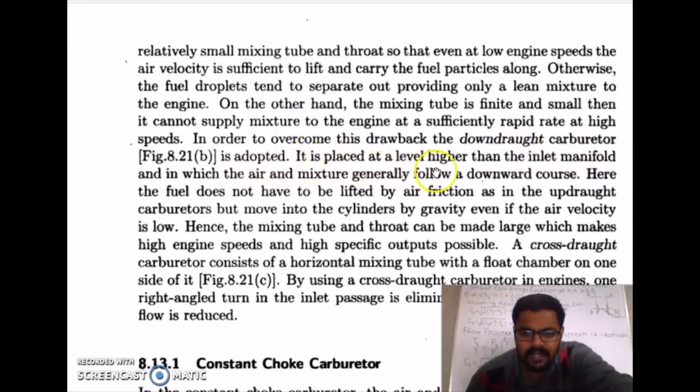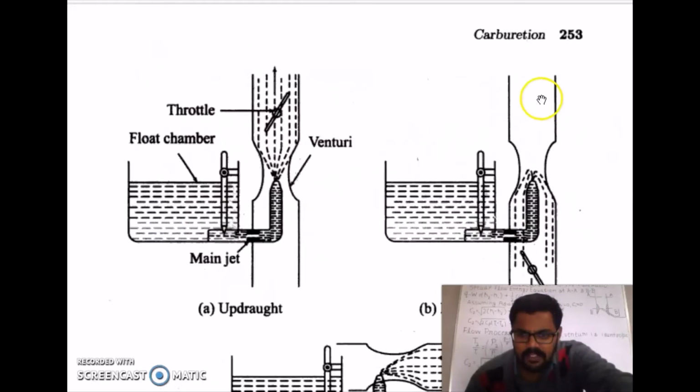It is placed at a level higher than the inlet manifold, and in which the air and mixture generally follow a downward course. Here the fuel does not have to be lifted by air friction as in the updraft carburetor, but moves into the cylinder by gravity even if the air velocity is low. So this is your downdraft carburetor.